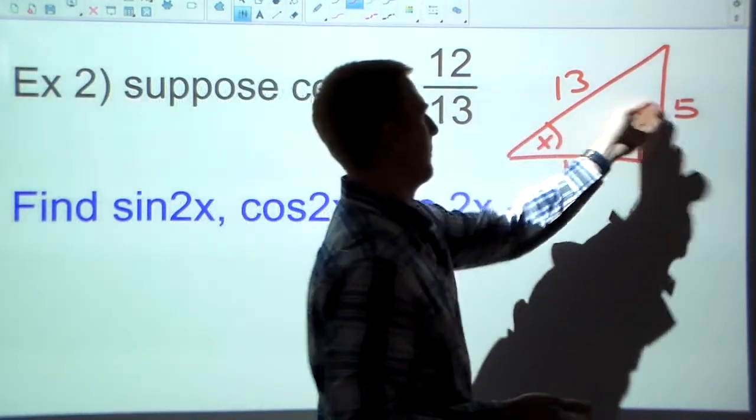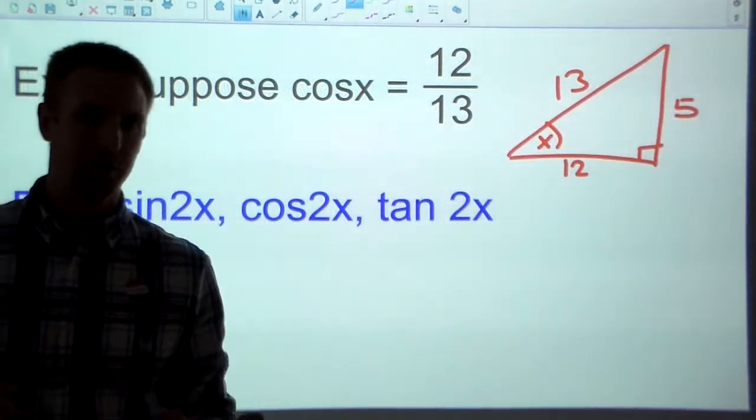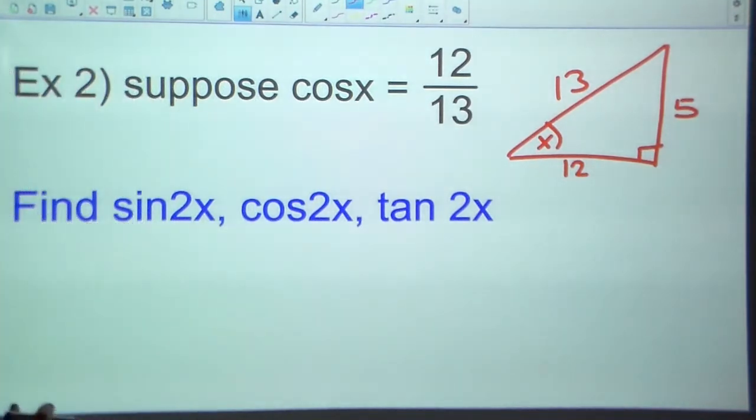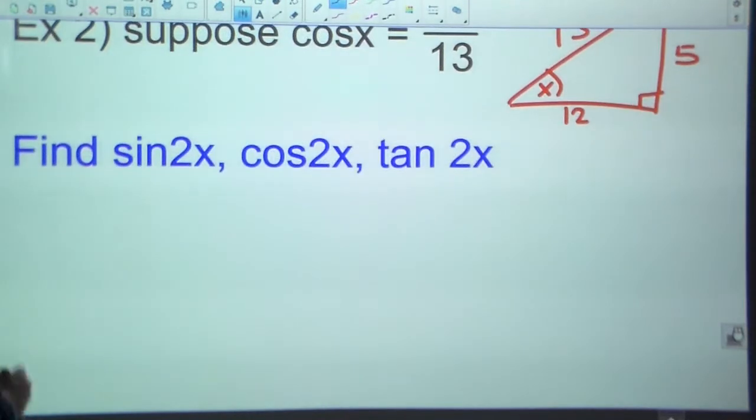Sine of x would be 5 over 13. Tangent would be 5 over 12. If you need to find all 6 trig functions at this stage, you should be able to do it pretty quick. But we're going to need to find several of those trig functions to finish this up.